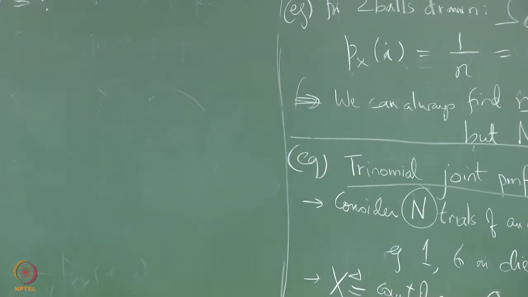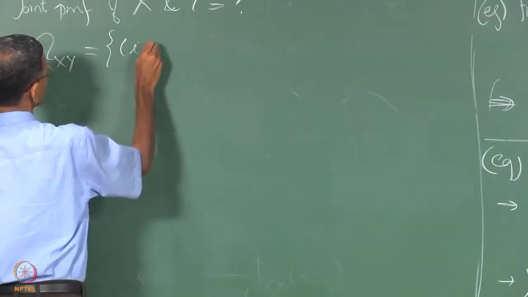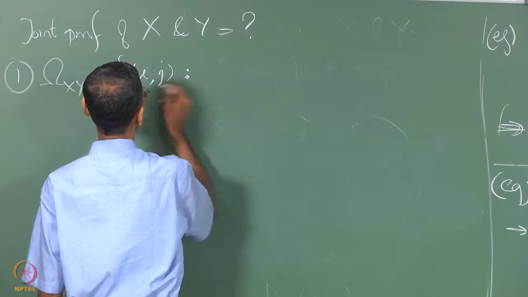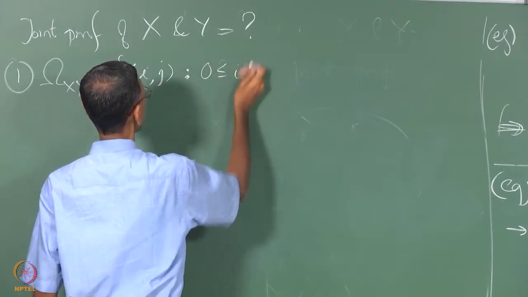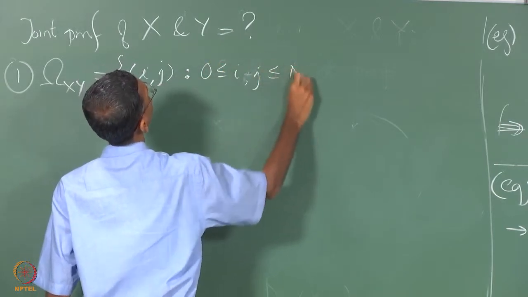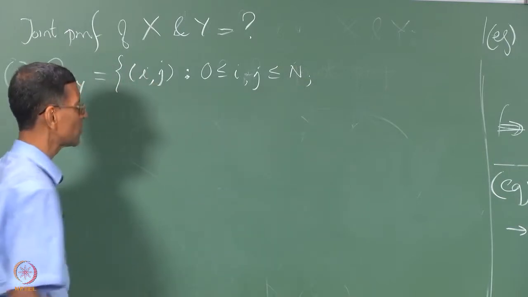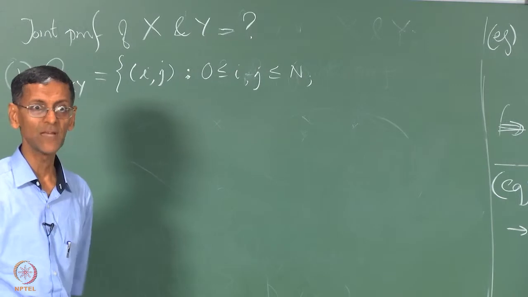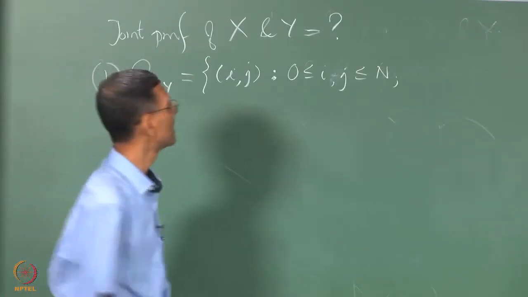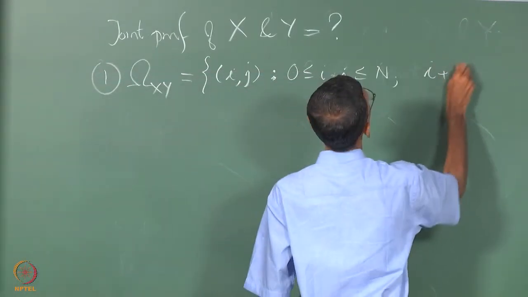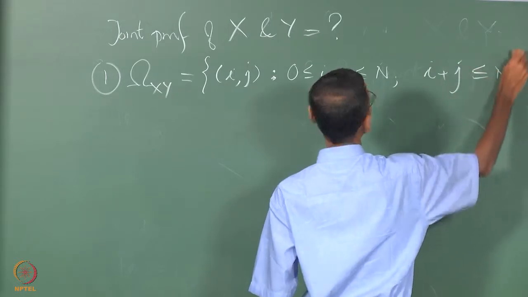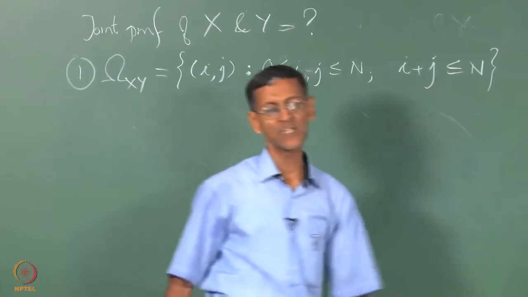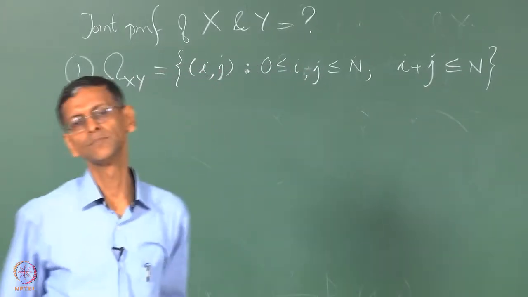So, what is omega xy? The set of all points (i, j) such that i and j are both between 0 and n, but you also want to say i plus j must be less than or equal to n. Of course, they can equal n, that is right. I plus j equals n is possible, but not more.